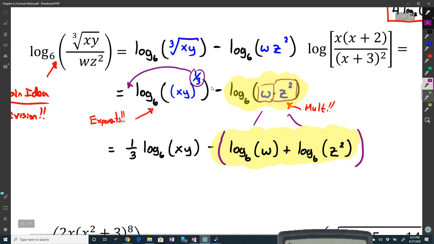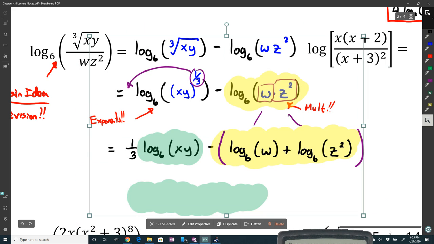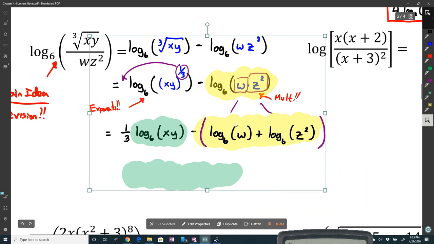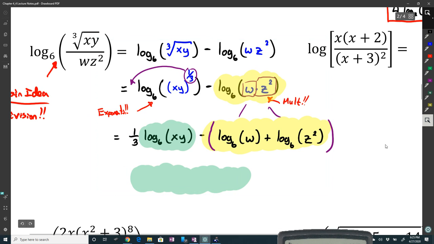Now what else can we do? Same thing here. This is going to split up even further. I've got to start writing it a little small. Let me actually make things smaller. Okay.